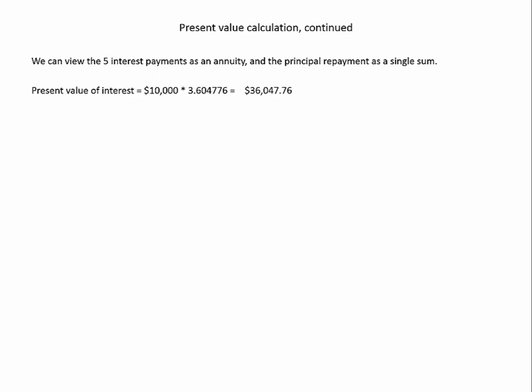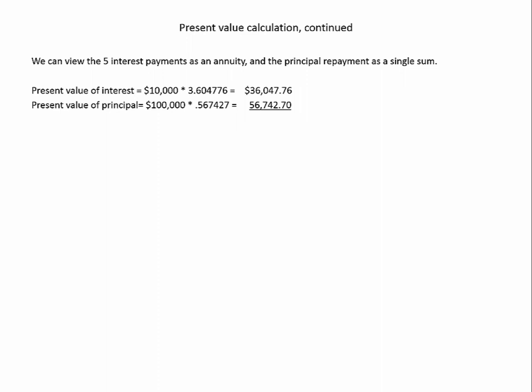The present value of the interest equals the amount of the payment times the interest factor. The annual interest payment is $10,000. The interest factor for a 5-period 12% ordinary annuity is 3.604776, giving us a present value of $36,047.76. The present value of the principal, now this is a single sum being discounted for 5 years at 12%.